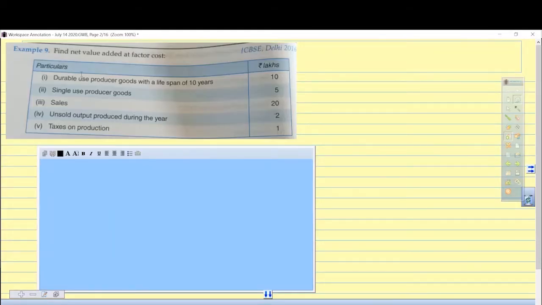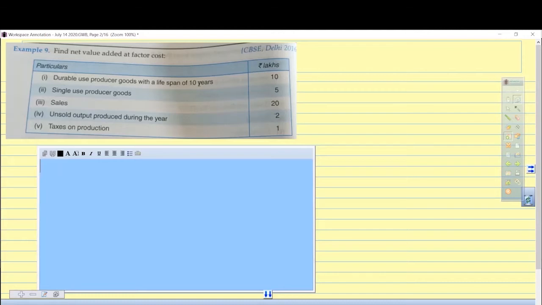So this is the third question. Find net value added at factor cost. Before solving the question, we will read it once thoroughly. Durable use producer goods with a lifespan of 10 years. So there is a purpose for giving this particular term. What we will discuss.